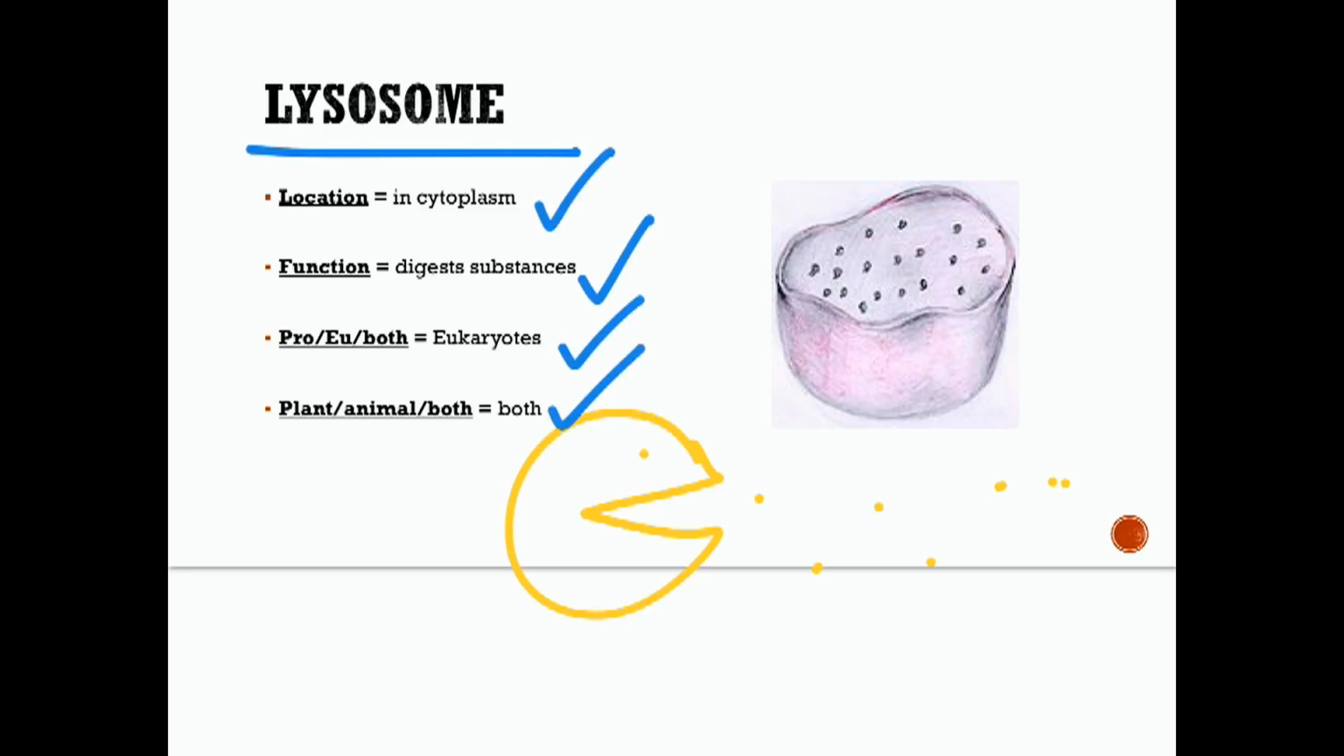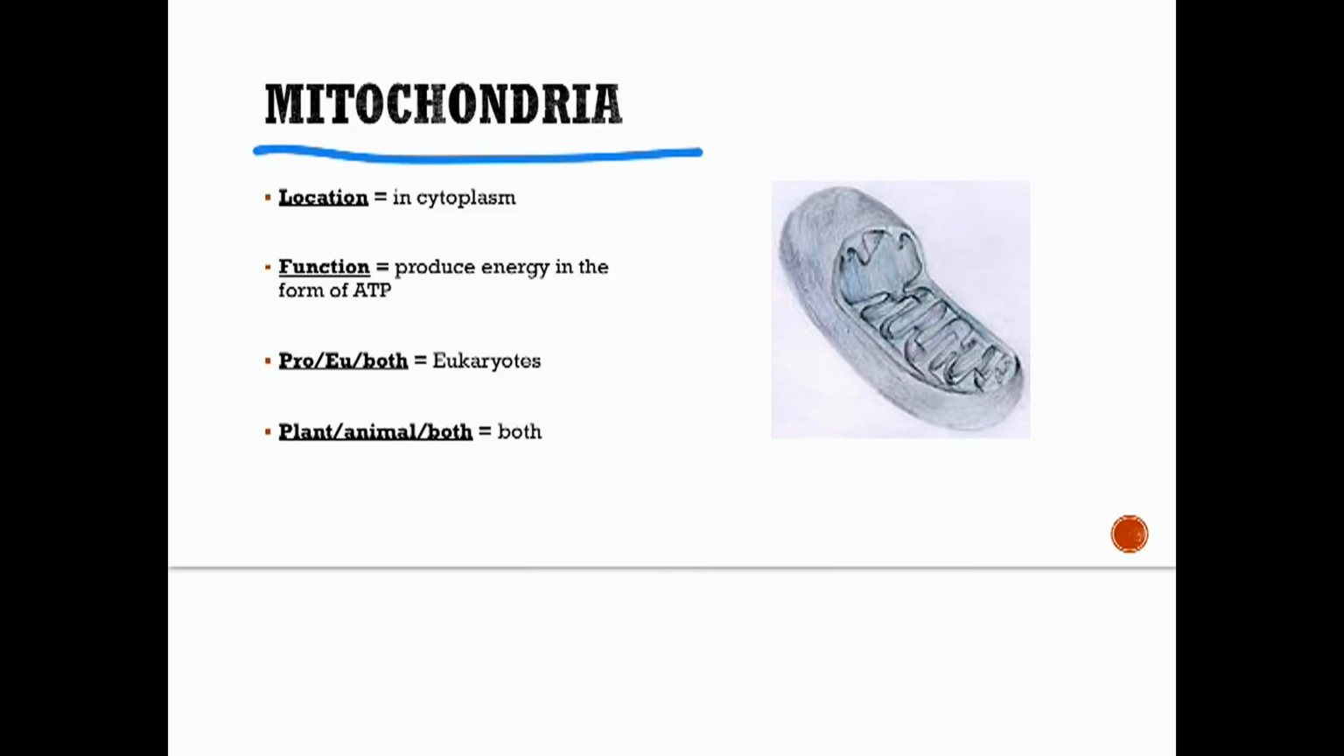The mighty mitochondria. Its location is in the cytoplasm. Its function is to produce energy in the form of ATP. So this is your city's power company. It produces energy for the cell or for the city. It's just in eukaryotic cells and can be found in both plant and animal cells.